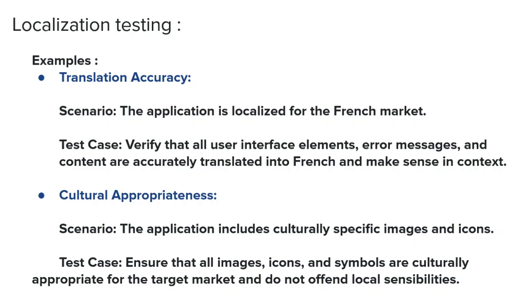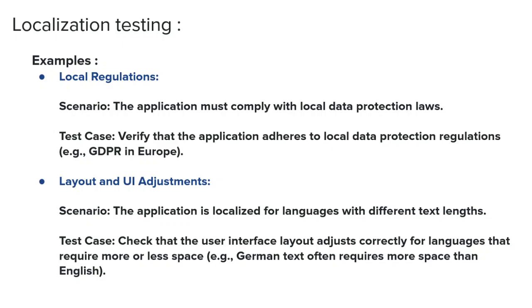Cultural appropriateness. Since these are localized products, if an application includes culturally specific images and icons, then we have to ensure that all the images, icons and symbols are culturally appropriate for that specific target market, and that they do not offend any local sensibilities, because it is targeted to a specific region only. We have to ensure that while doing localization testing. There can also be some local regulations. Our application must comply with local data protection laws. So a test case can be verifying the application adheres to local data protection regulations like GDPR in Europe.